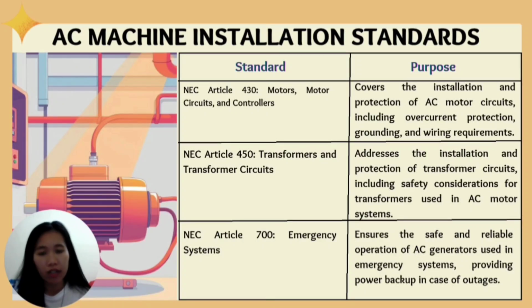NEC Article 450 covers transformers and transformer circuits. The purpose is to address the installation and protection of transformer circuits, including safety considerations for transformers used in AC motor systems. NEC Article 700 talks about emergency systems, ensuring the safe and reliable operation of AC generators used in emergency systems, providing power backup in case of outage.